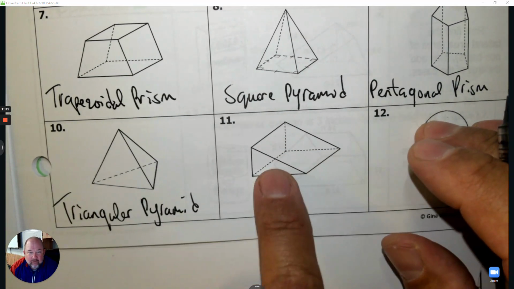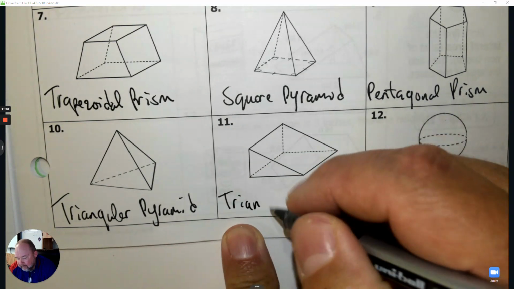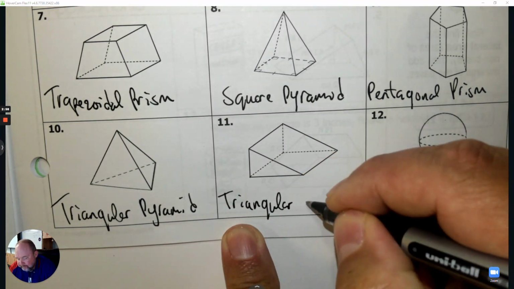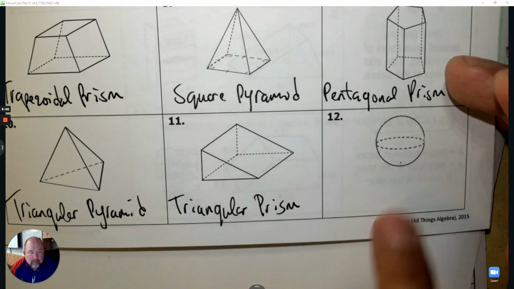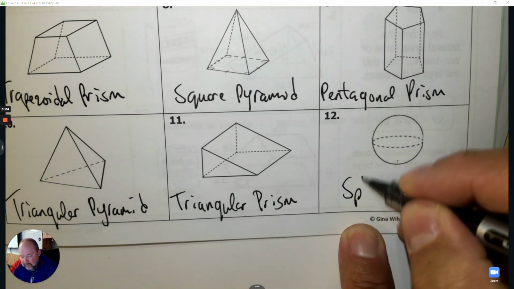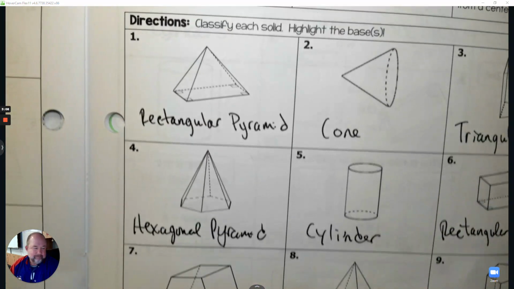Here, we have 2 bases. They're both triangles. This is a triangular prism, like a piece of cheese or a ramp. Oh, a ball, right? What's a fancy word for a ball? It's a sphere. All right, turn the page.